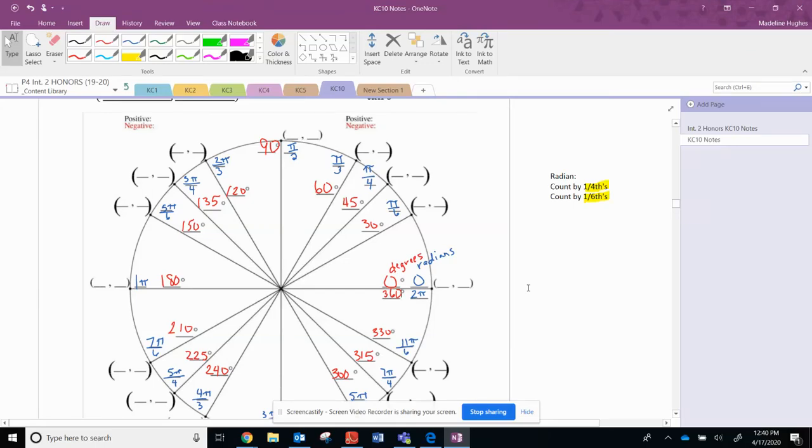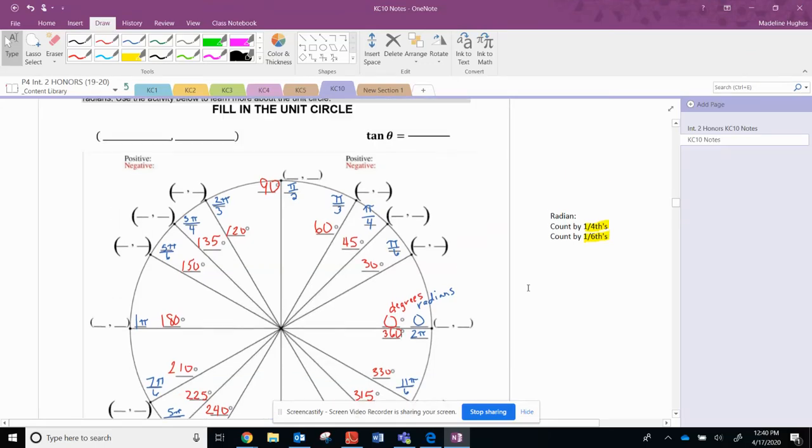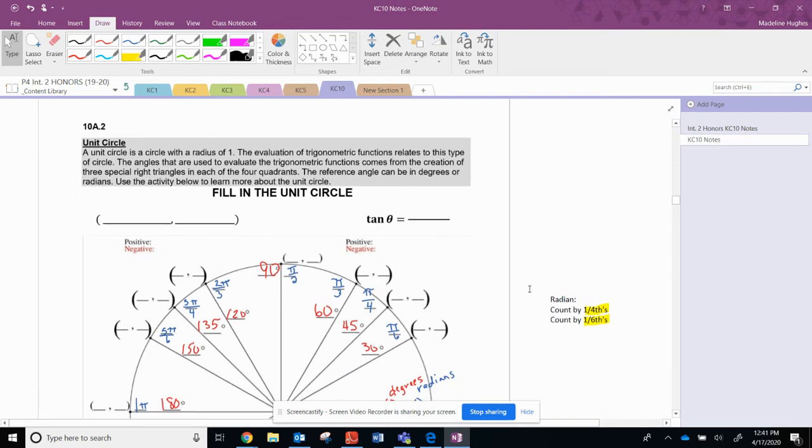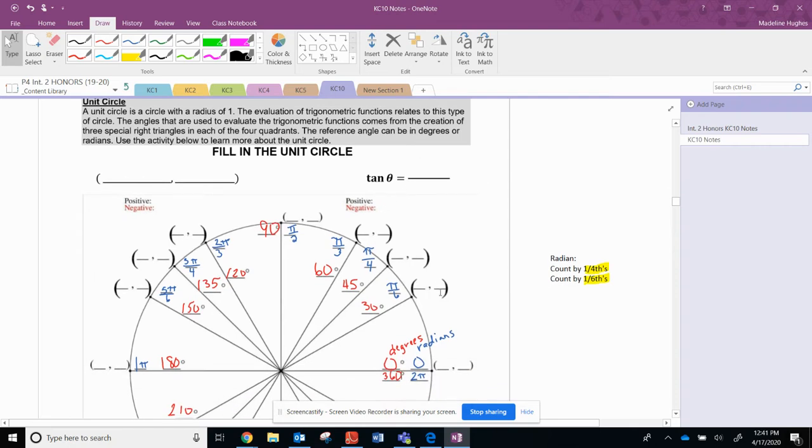Hey guys, welcome back to our third video on filling out the unit circle. I told you we'd spend a lot of time on the unit circle because it is very important. Today we're going to focus on these blanks that look like coordinate points.